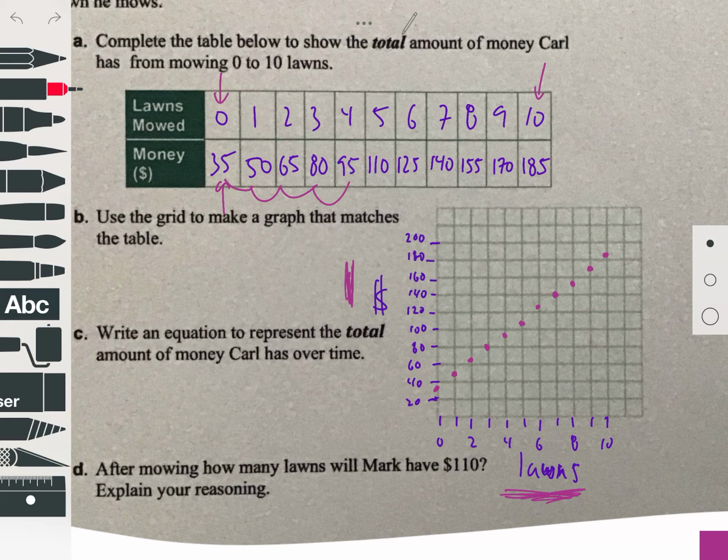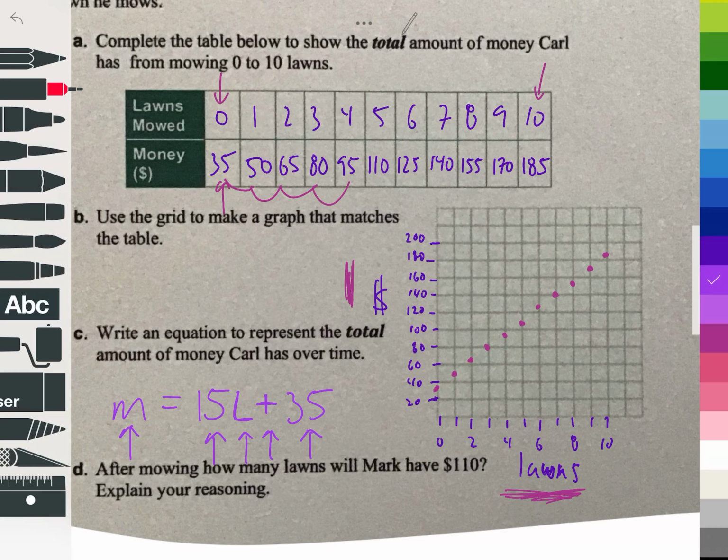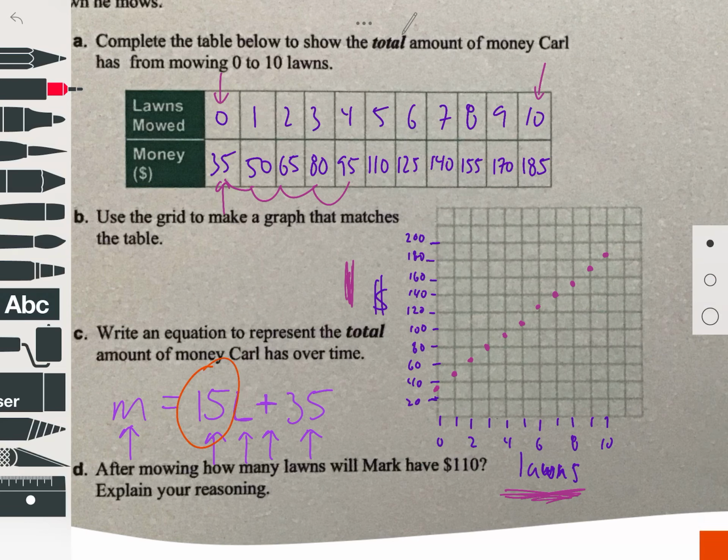Write an equation for the total. Let's see. My equation comes from this. I notice that it changes $15 per lawn, and it's $35 to start with. So how much money I get is going to be my $15 for each lawn, and I already had $35 to start with, and that's how much money I get. Equations really don't have to be too complicated, so don't work too hard on it. Just think through it a little bit. What's changing each time, and are you starting at a certain amount?